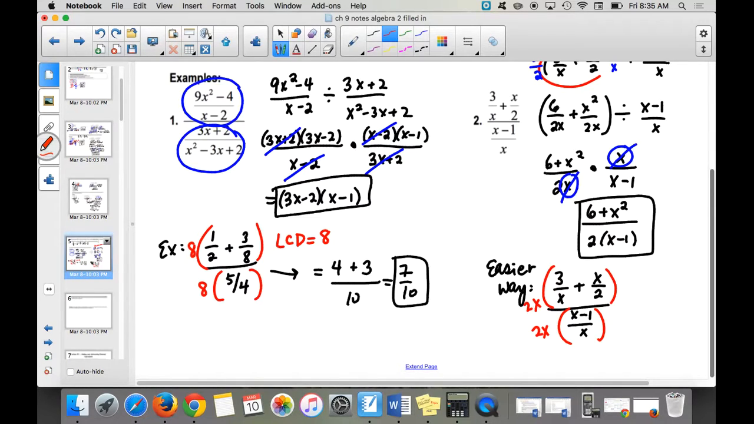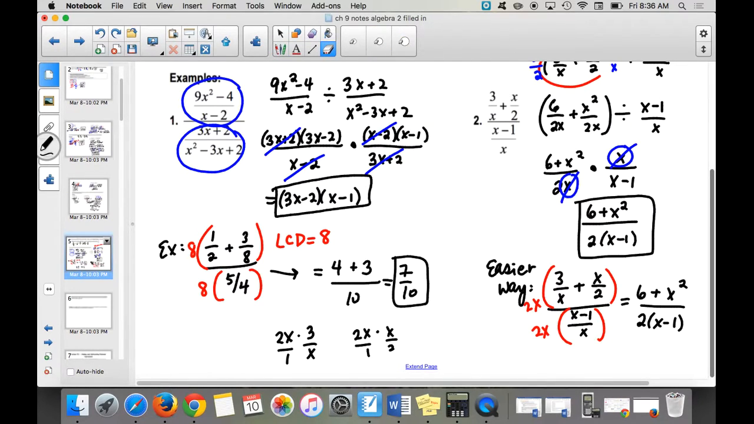So think about if I had 2x. So if I have 2x times 3 over x, 6x over x, right? And 6x over x is what? 6. So we get 6. And then if I have 2x times x over 2, 1 what? X squared. So I get 6 plus x squared all over. Now I have the 2x times x minus 1 over x. That's where our x's are going to cancel. So we're going to have 2 times x minus 1.